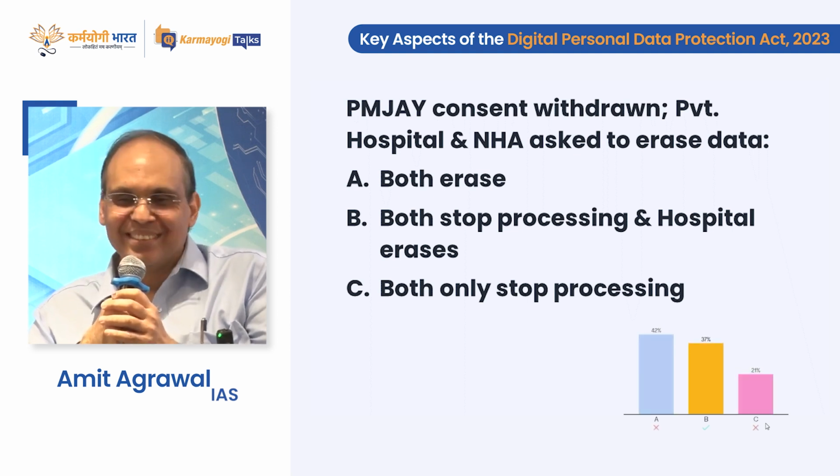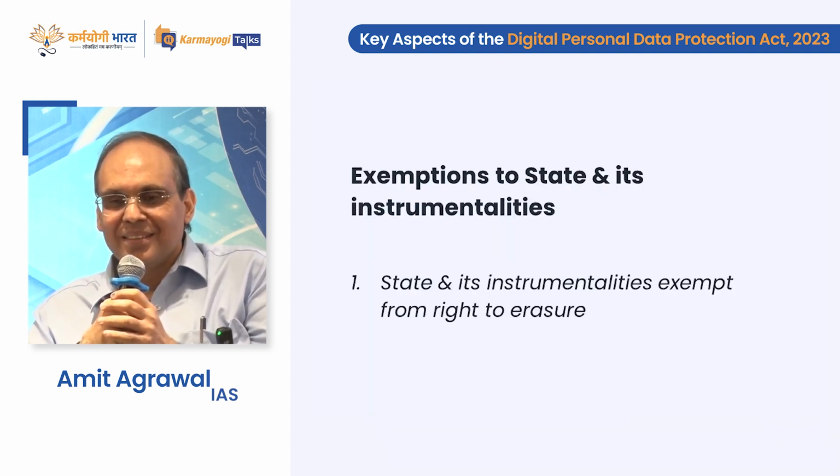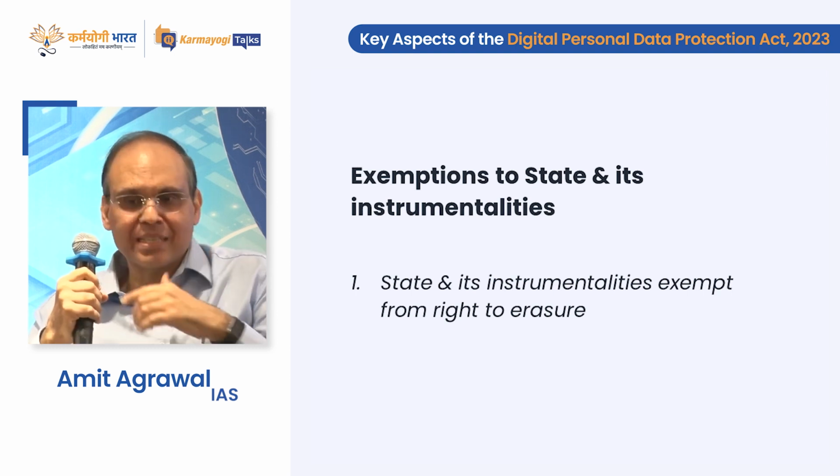So the right answer is B. Okay, so why is it B? Let's just see that. State and instrumentalities are exempt from the right to erasure.